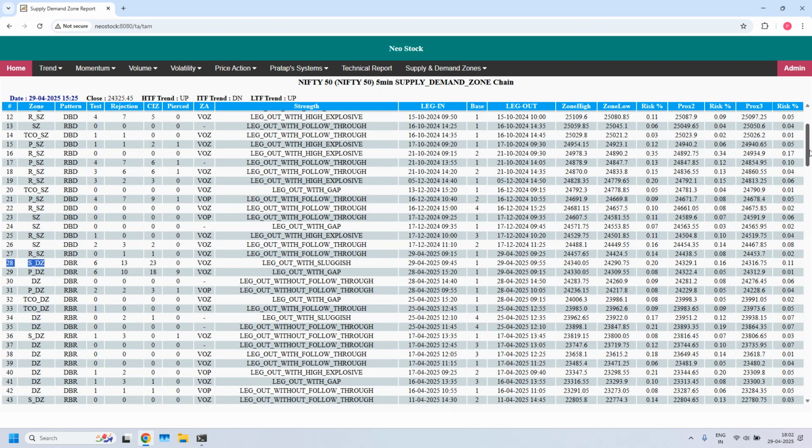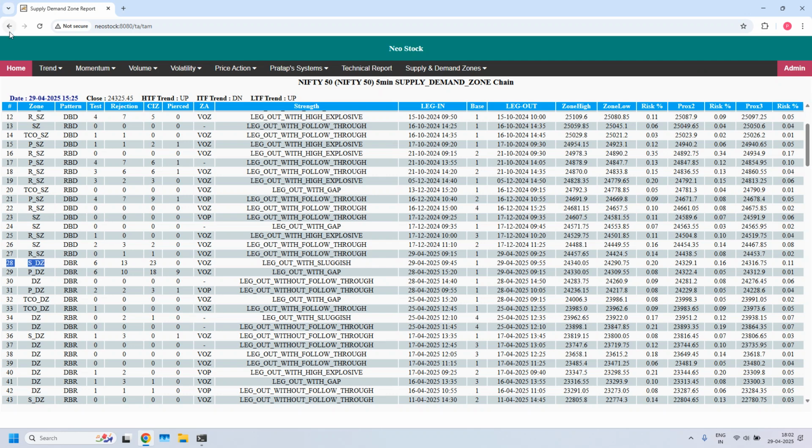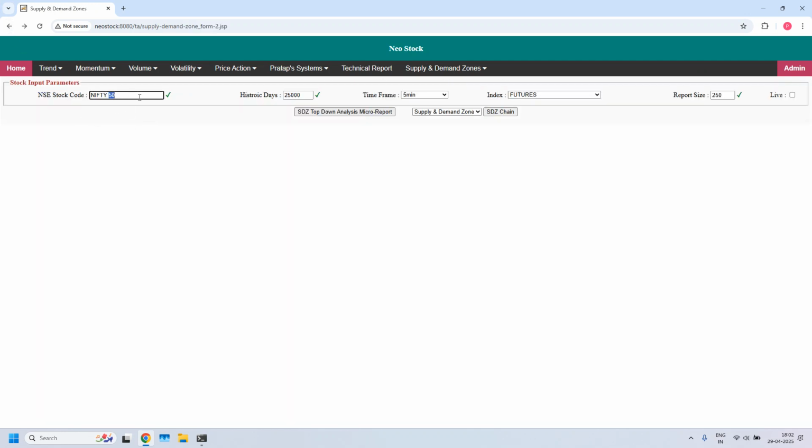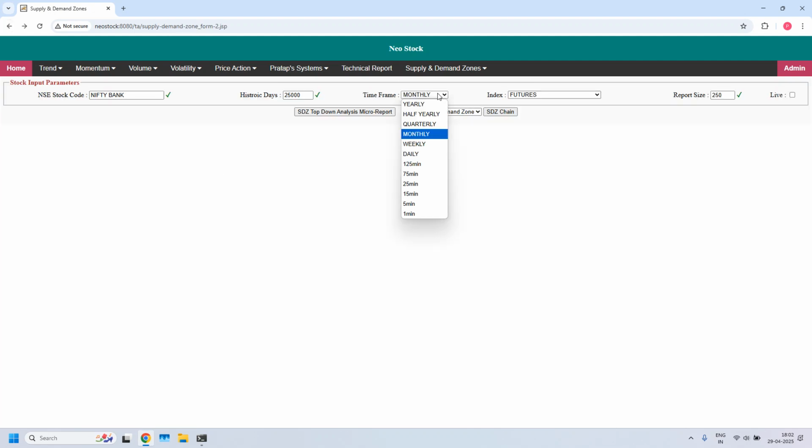Next, I will generate BANKNIFTY supply demand zone chain. Going back, changing the name to NIFTY Bank. That is nothing but BANKNIFTY. Generating monthly supply demand zone chain for BANKNIFTY. Next, generating weekly supply demand zone chain for BANKNIFTY.